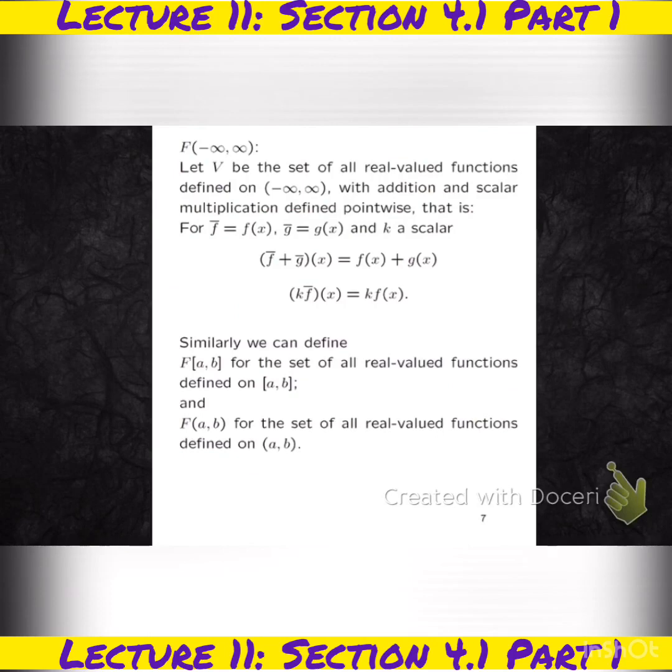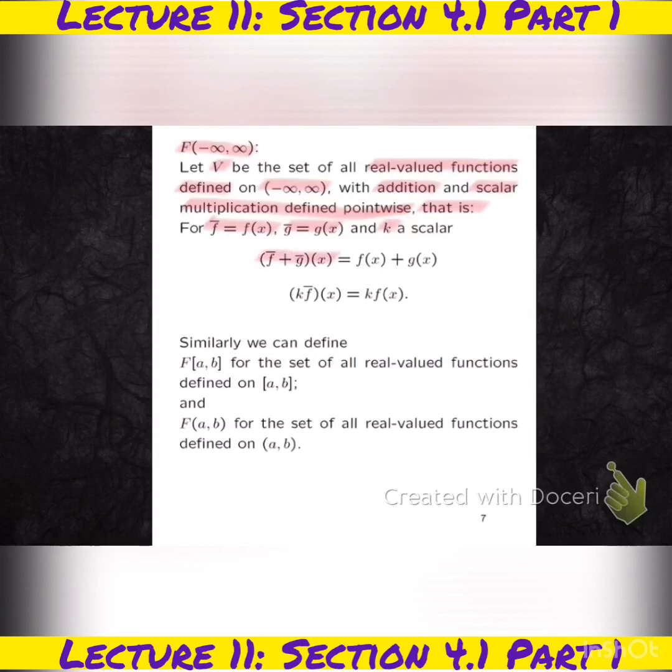Right, then you've got F(-∞, ∞). How do we define that? V is the set of all real valued functions, and these functions are defined from negative infinity to positive infinity. And you define addition and scalar multiplication as follows. You do it pointwise. So for a vector f and a vector g, you add the two functions f and g pointwise.